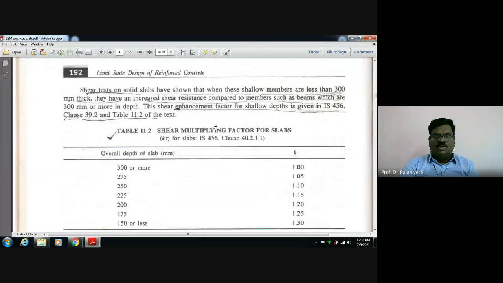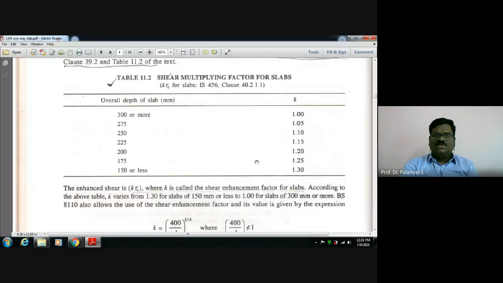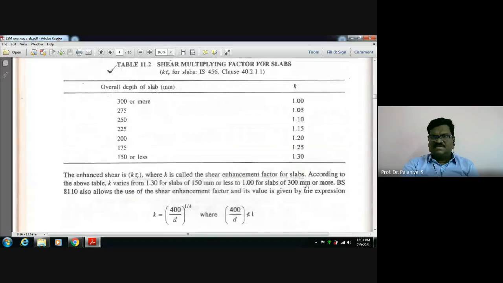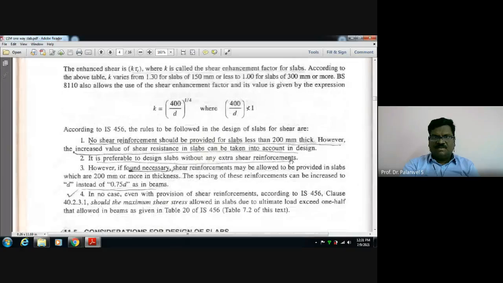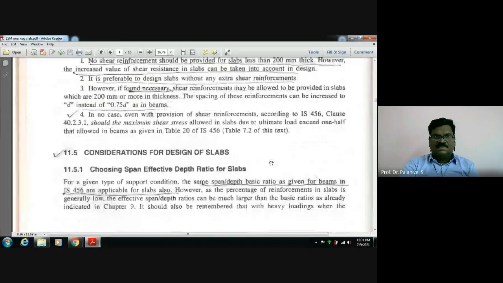Again, they have discussed more about shear, less than 300 mm thick. They have mentioned IS 456. These coefficients are given, which are not necessary for you. If you're interested, you can go through them, but it's not much necessary. I don't want to confuse you by explaining all these things. Straight away I'll go to: no shear reinforcement should be provided for slab less than 200 mm thick. It is preferable to design slab without any extra shear reinforcement. Remember, it means you have to provide the thickness accordingly. However, if it is found necessary, you have to provide it. That's what the point says.